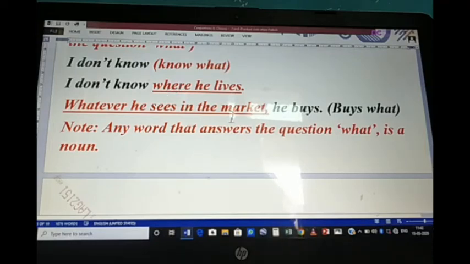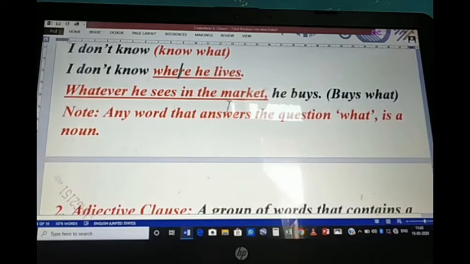Whatever he sees in the market, he buys. Another example, whatever. The clause has been introduced by the word whatever. जो कुछ भी वो देखता है market में, he buys, वो उसे खरीद लेता है. So buys what? What does he buy? Whatever he sees in the market, he buys. So he buys what? He buys whatever he sees in the market. So whatever he sees in the market is also an example of a noun clause.